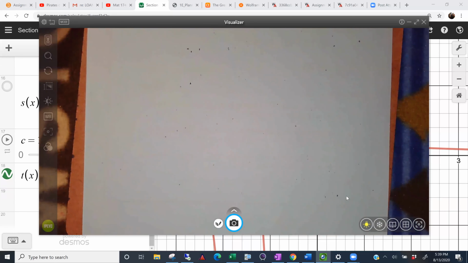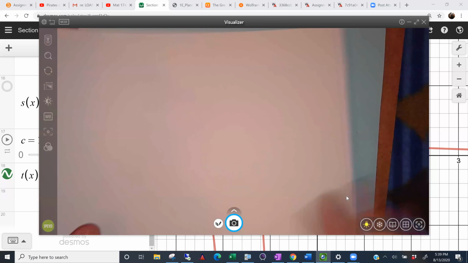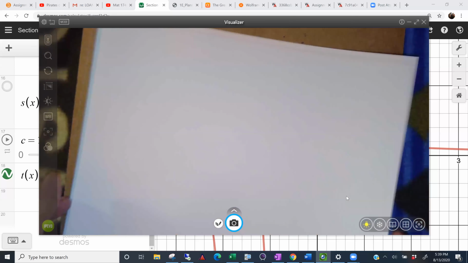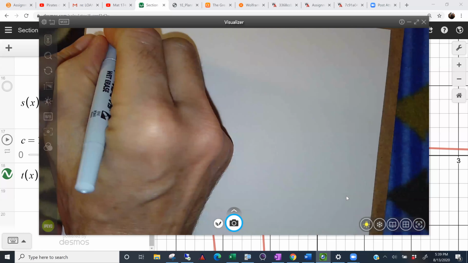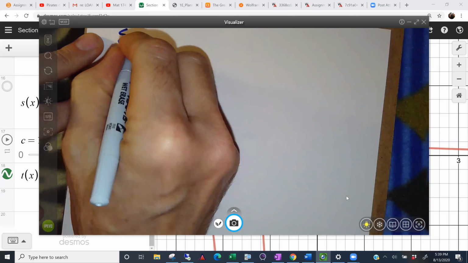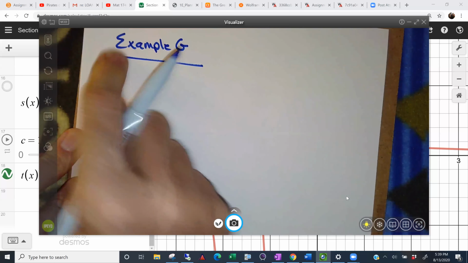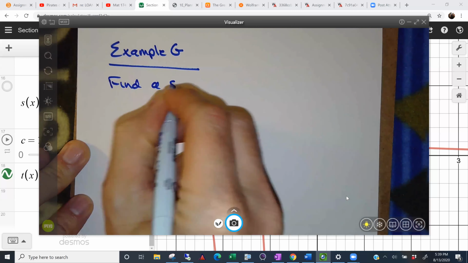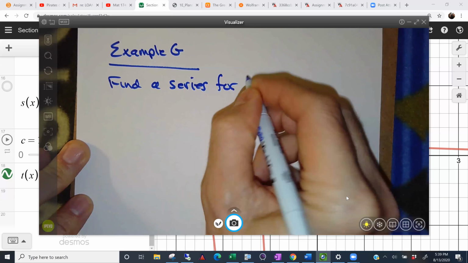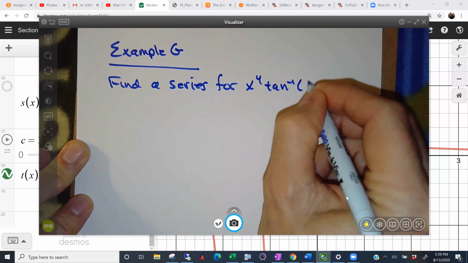Okay, example G. And this next one is going to be a little bit easier than our last several. So if your mind is going numb, at least you got one that isn't quite as intense. Example G. Ooh, that's an accent. I like that, using a sigma as opposed to an E. Find a series for x to the 4th arctan of x cubed.